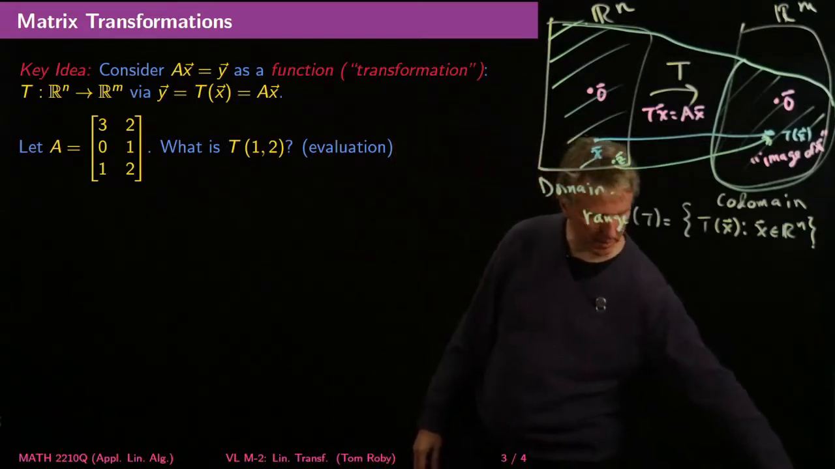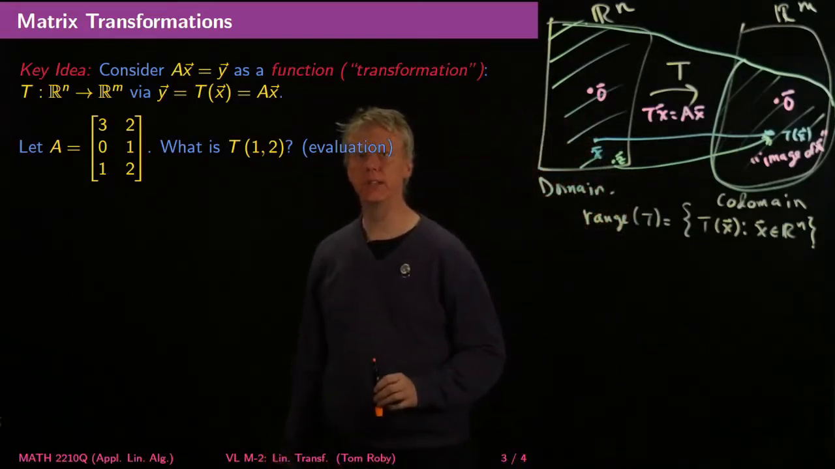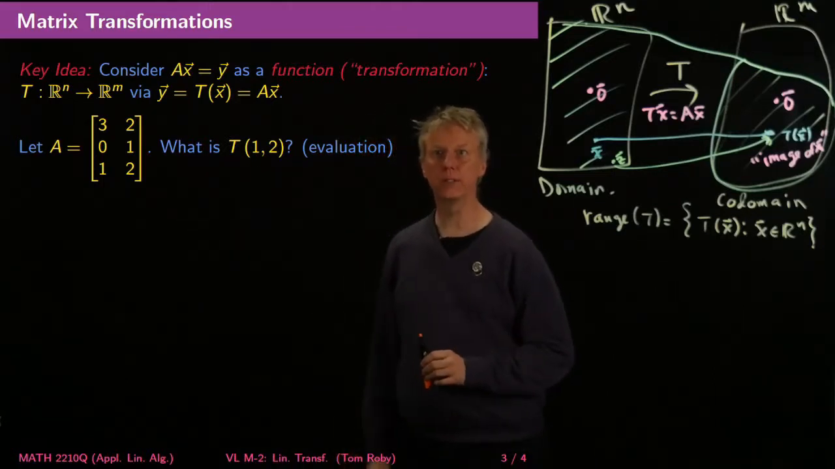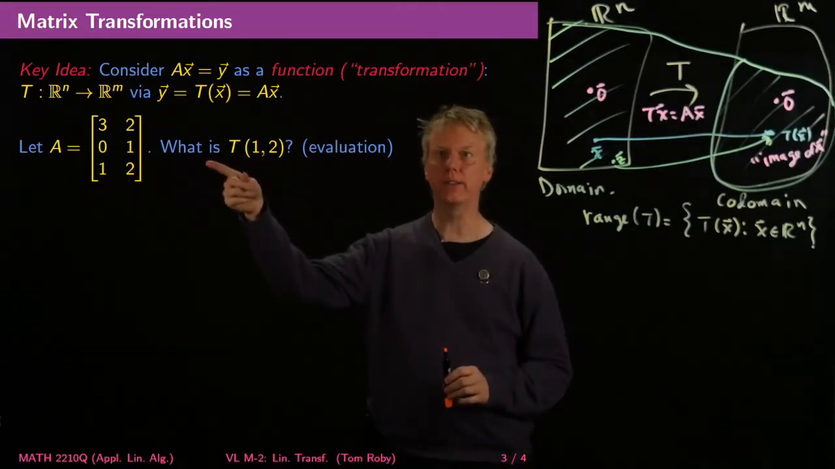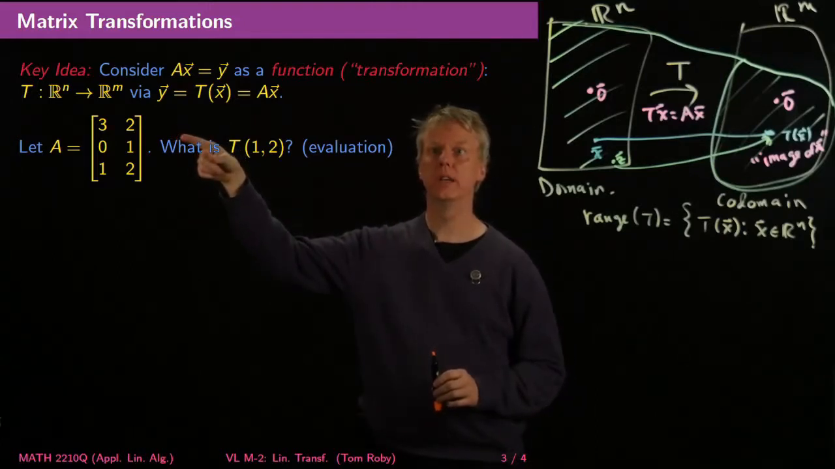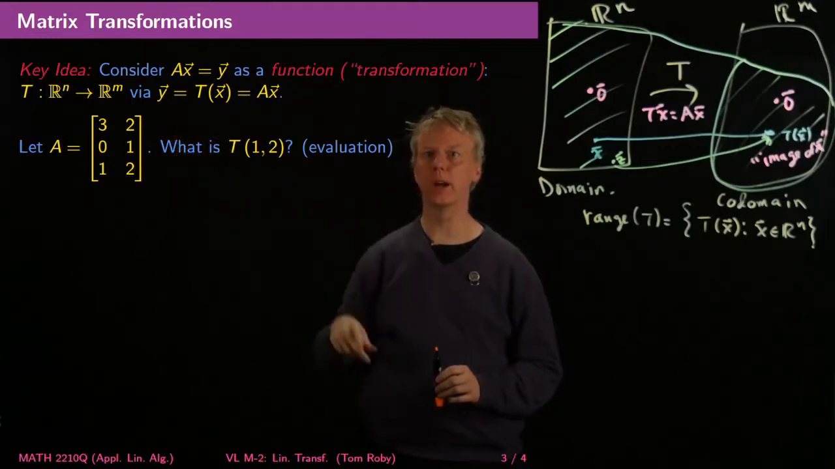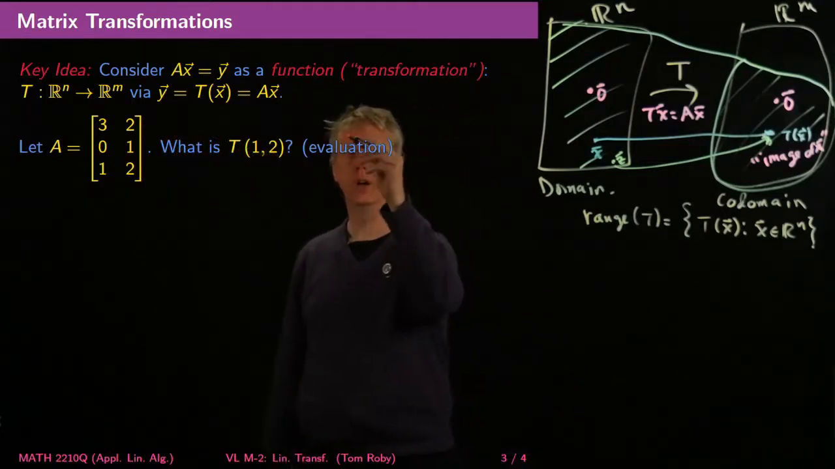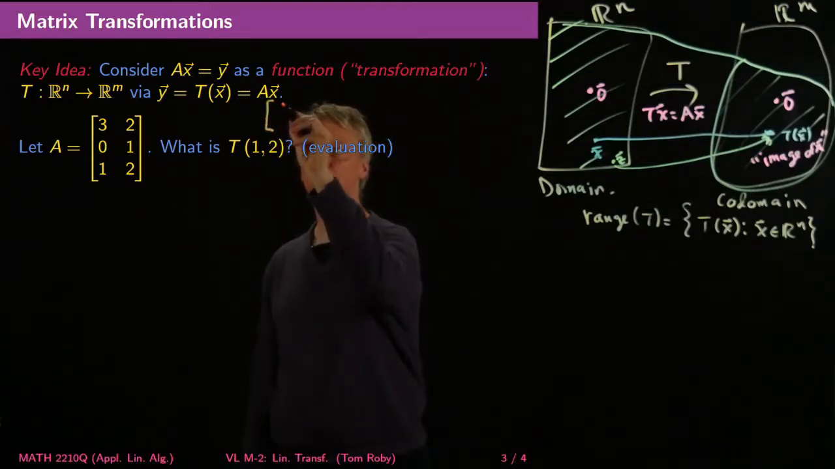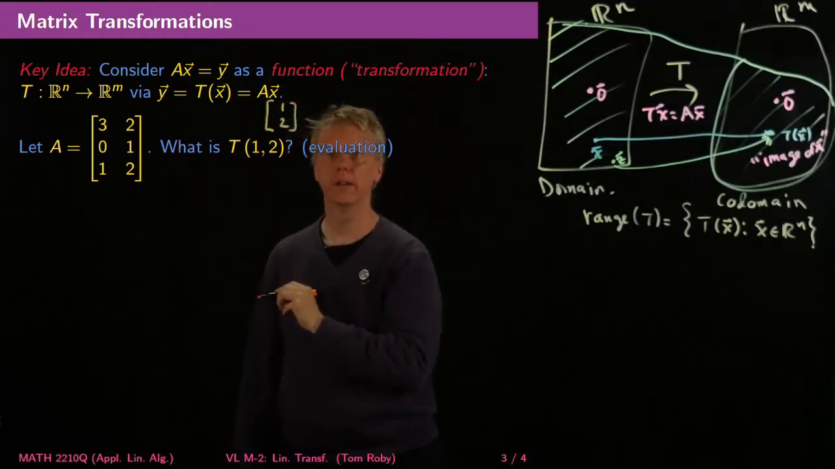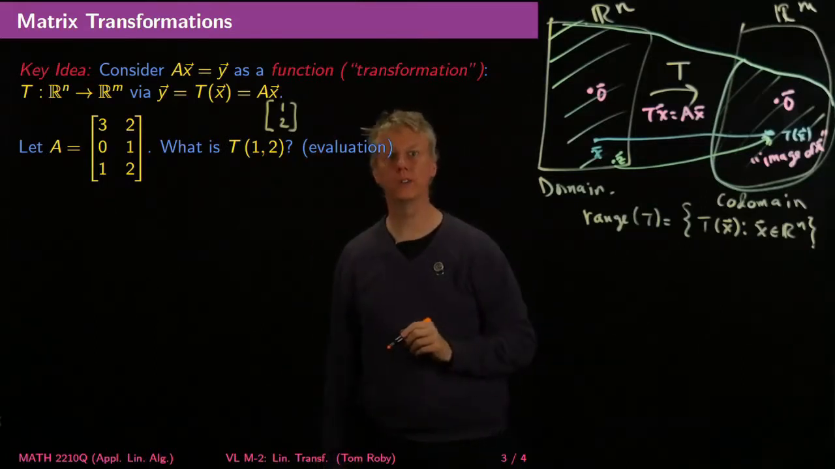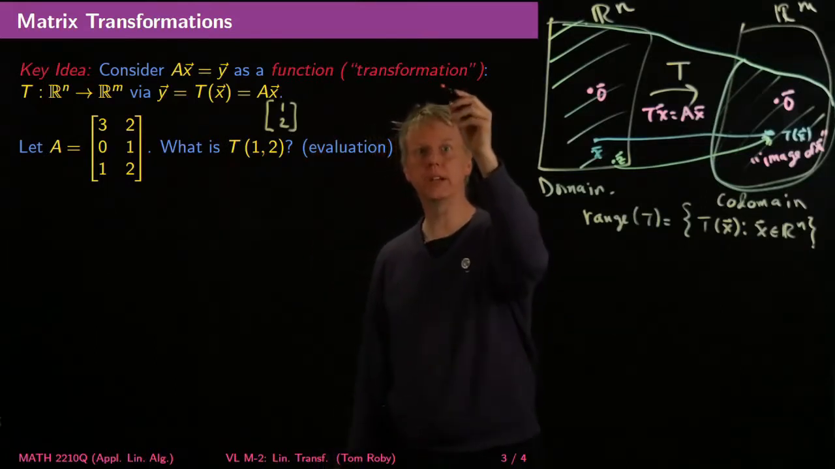All right, so let's take a quick example. Suppose that A is [3 2; 0 1; 1 2]. So this is a 3x2 matrix. What is it going to eat? It's going to eat vectors in R^2, because I have to take linear combinations of two columns. So I could ask, what is T of (1, 2)? When I say T of (1, 2), I think of (1, 2) as being the same thing as that vector (1, 2). It's just sometimes easier to write it linearly, and it also looks a little more function-like. Okay?